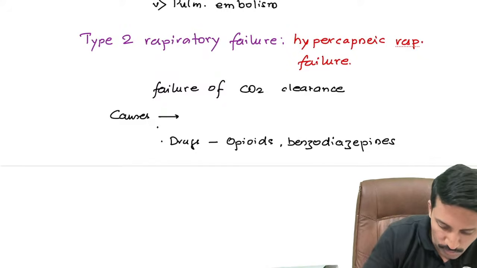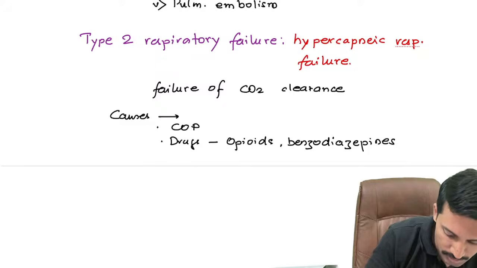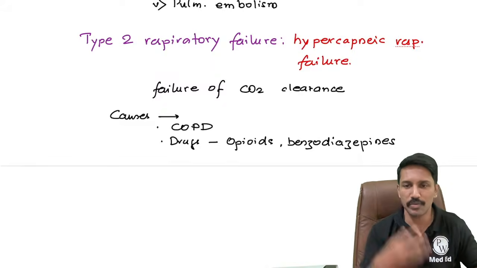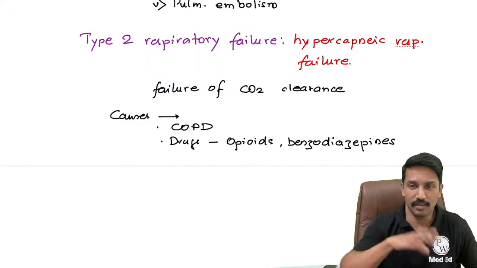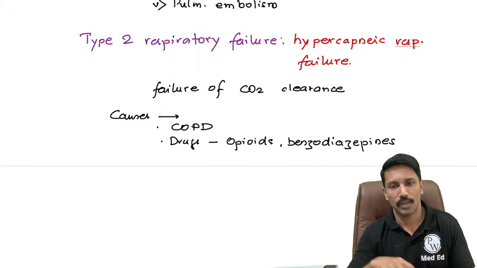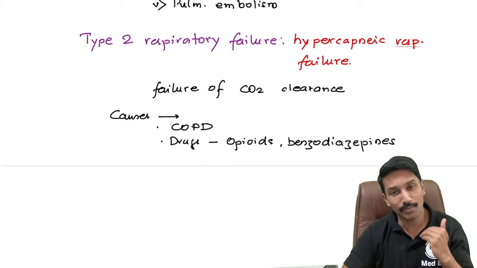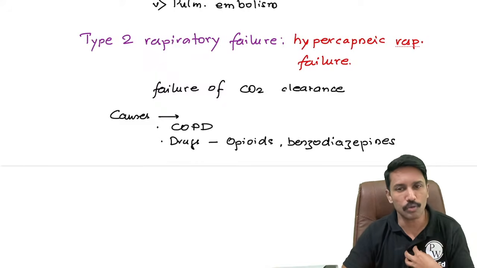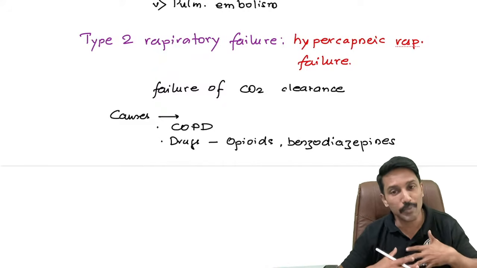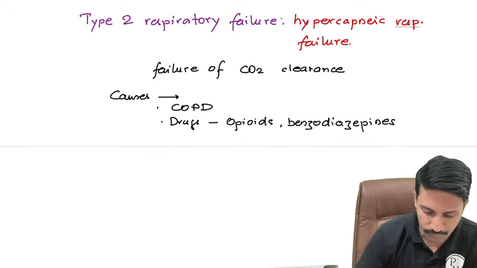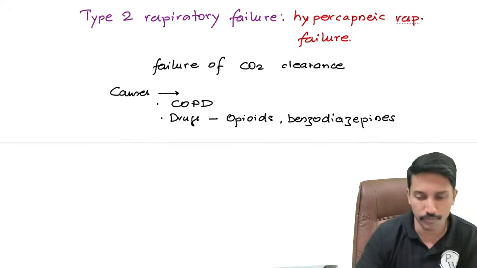But what is more common than these? The most common cause for type 2 respiratory failure is COPD. Remember yesterday we discussed COPD. In COPD what happens? We are able to take the air in, especially in the emphysema variant, but we have difficulty to exhale the air out. We wash out the carbon dioxide by exhalation. If I'm not able to do proper exhalation, carbon dioxide will be retained in my blood itself, right? So these are the two main causes for type 2 respiratory failure.